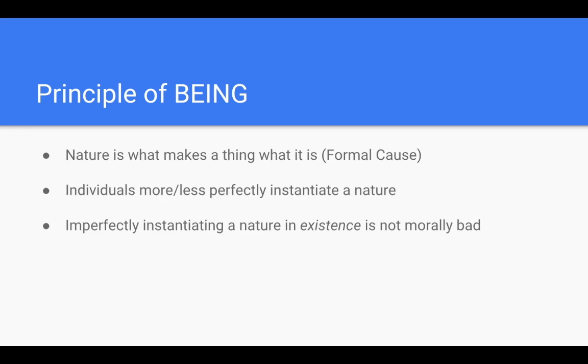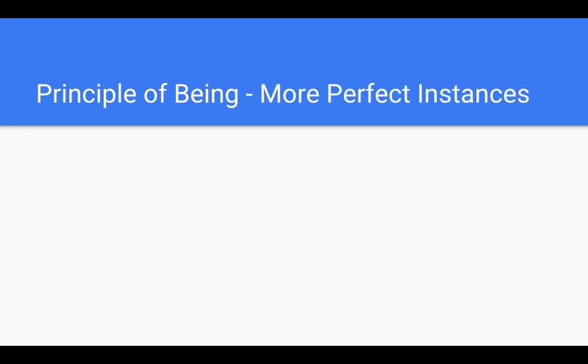Now, historically speaking, it's been traditional use of language to say that if a particular being does not perfectly instantiate a nature in existence, that it's a bad version, right? When we use that term, it's crucial that you understand we don't mean morally bad. So let's look at some examples.